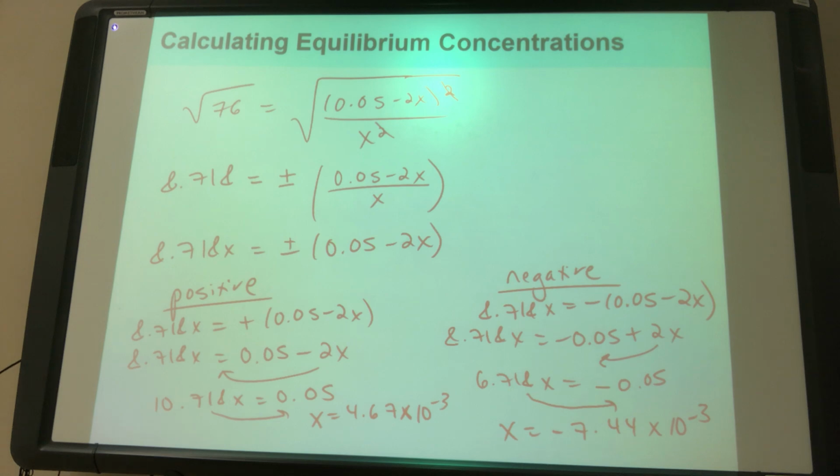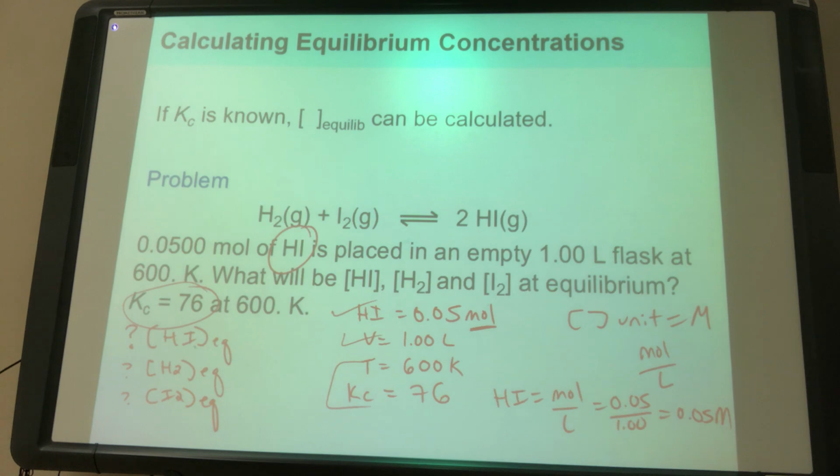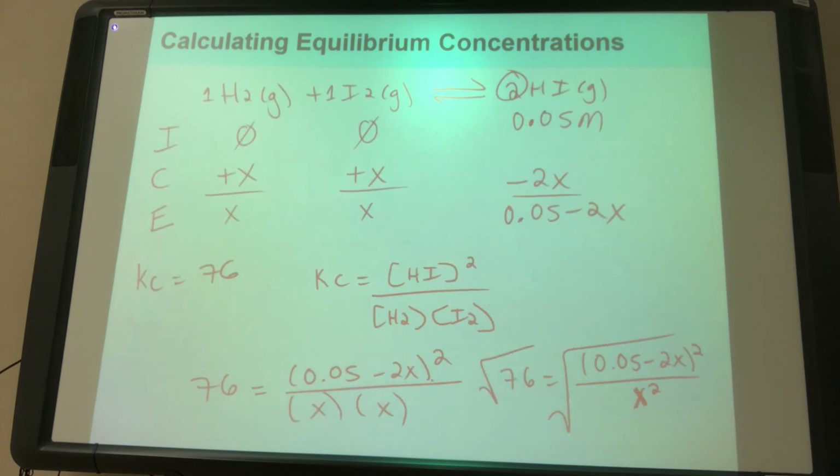All right, so now we have x. The whole goal was to figure out the equilibrium concentrations of HI, H2, and I2. These equilibrium concentrations. In essence, we want to know this number, and this number. So once we find x, we know one's concentration. Now we have to figure out which x.